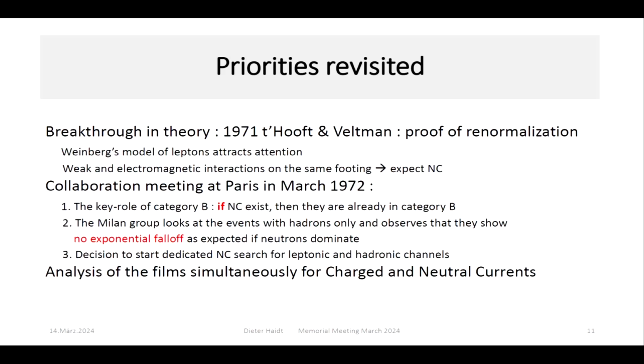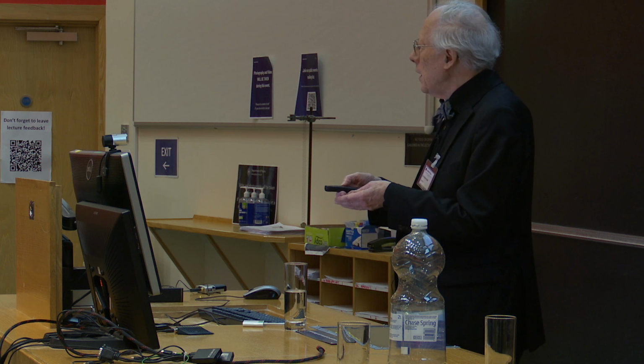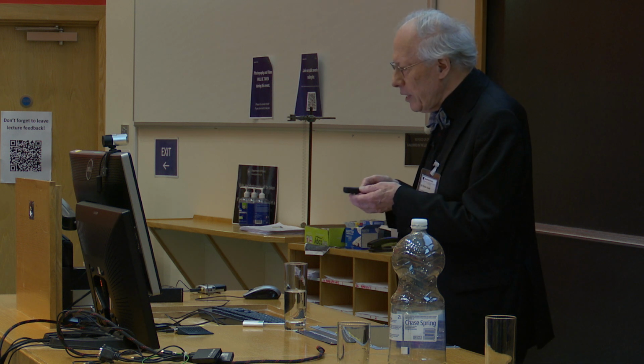At the collaboration meeting, which took place a few months later, the category B events demonstrated their important role. If neutral currents exist, they would already be present in category B. These were initially foreseen to get the neutron background, but here you have in addition the data, the new effect. If it is there, it is already there.